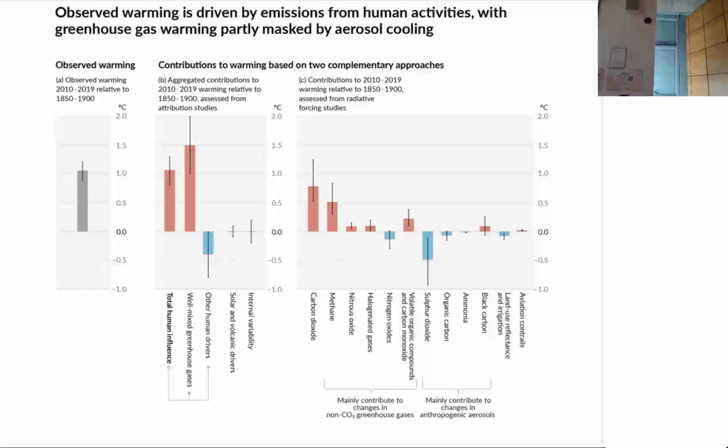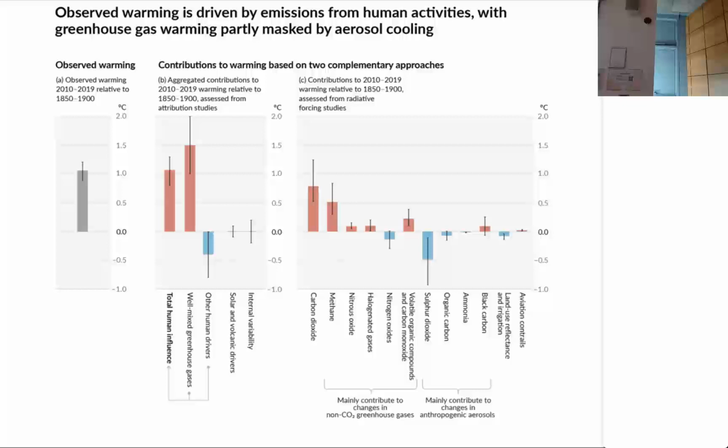Observed warming, and here are the different contributions to that warming. Observed warming between 1850 and 2020, right? Relative to 1850 to 1900, the Earth has warmed about 1.1 degrees. And there's uncertainty in that measurement, of course, which is what you're seeing here. And here we're looking at the various reasons why. So total human influence is about this: the well-mixed greenhouse gases, CO2, methane, nitrous oxide, contributed about 1.5 degrees. Then there are aerosols, other stuff going on that actually led to a cooling effect.